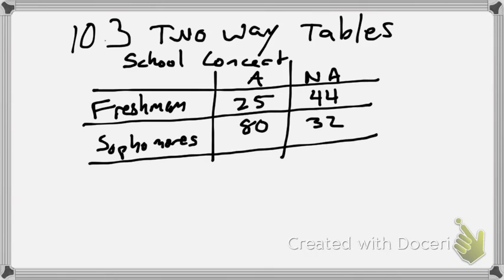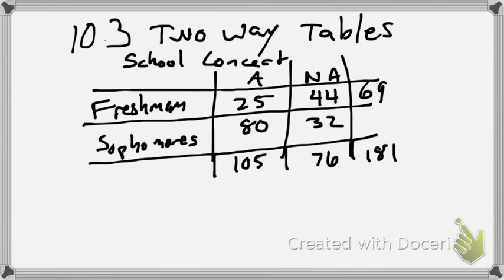Now, a couple different things that we can do with this is we can actually start to calculate probabilities. They may make this a little bit more challenging than it needs to be, but we have to go through it. So we can total these things up. 25 and 80 means that 105 total are going. It means that 76 are not going, right? Which gives us a total of 181 responses. I could say that 25 and 44 are total freshmen. And then 80 and 32 is going to give me 112. And again, that adds up to 181.